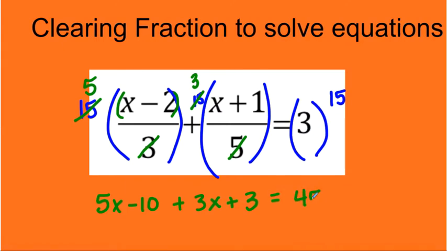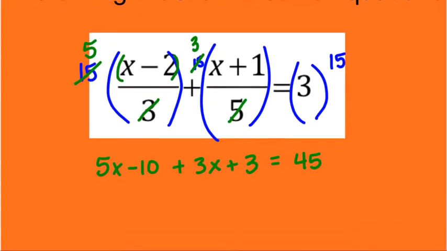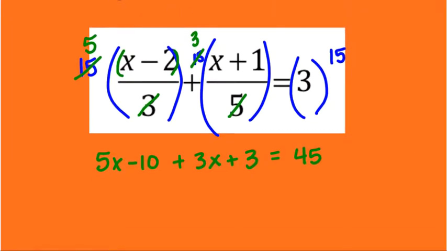And then you'd also do equals 3 times 15, which is 45. Okay, so now remember when we're solving, we're finding the value of x that makes this equation true. So we simplify by combining like terms. So the x's are like terms, so that would give me 8x. Negative 10 plus 3 is going to give me negative 7 equals 45.